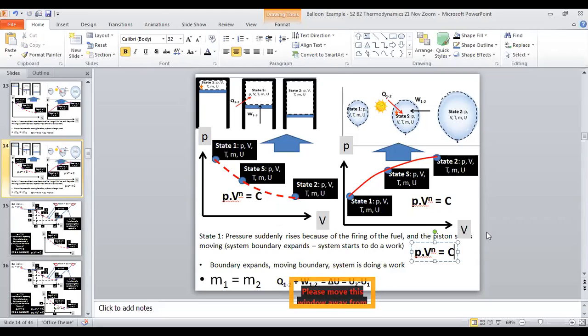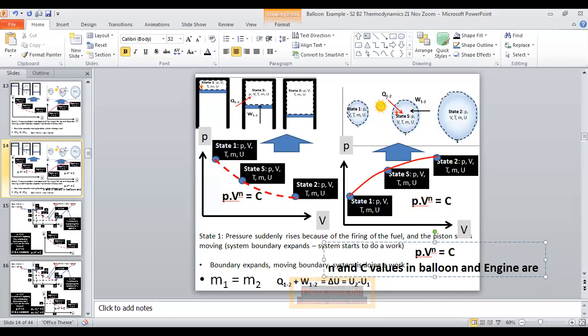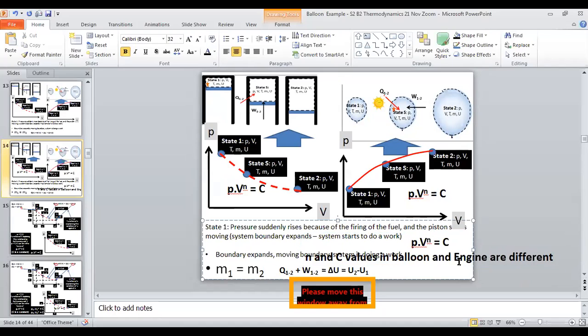PV to the power n equals C. The n and C values in the balloon example and the power stroke, the piston cylinder engine, are different. The n and C values in the balloon and engine are different from one to another.